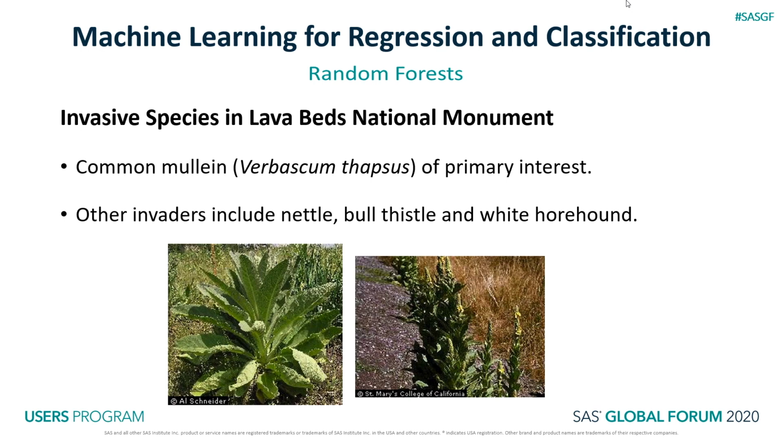There are other invasive species in Lava Beds National Monument. They include nettles, two or three different types of thistles, and something called white horehound.